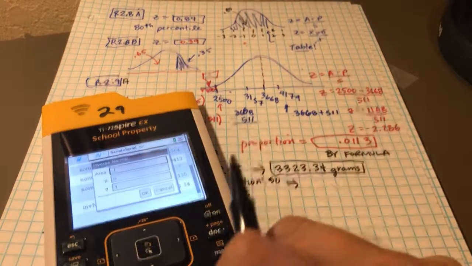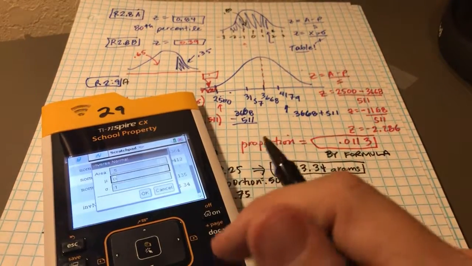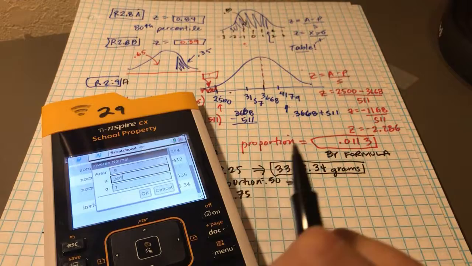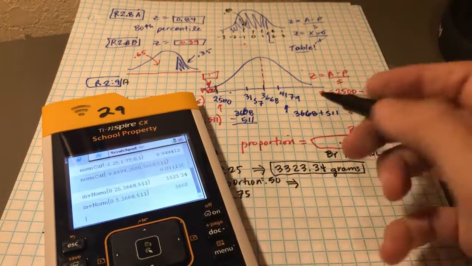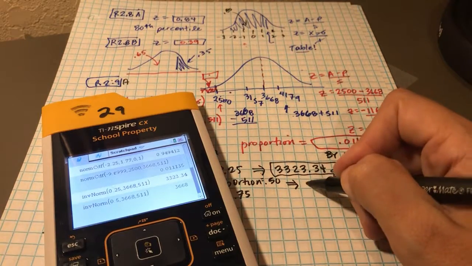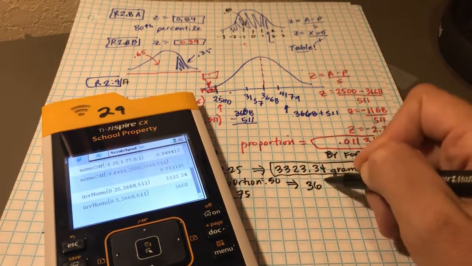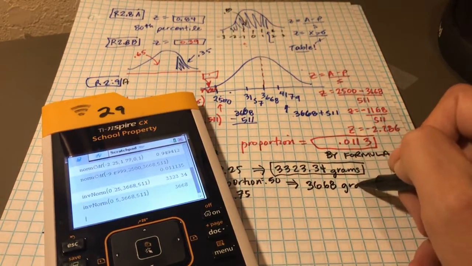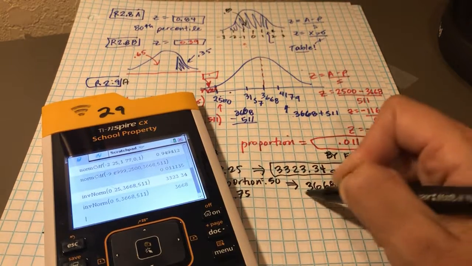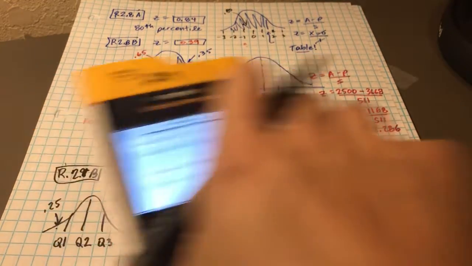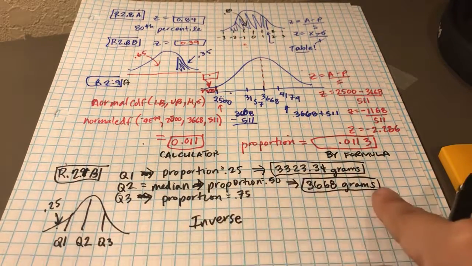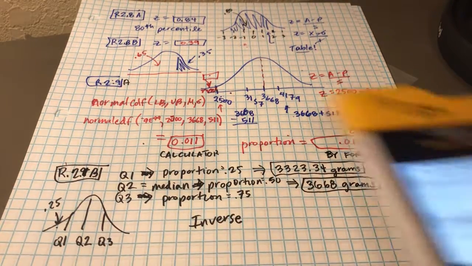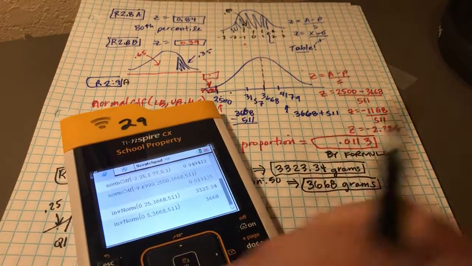Now the area is 0.5. 3668, 511. Oh, we already knew that, right? That's what it means. So in a normal distribution, the median and the mean are the same number, and we already knew that, but that's interesting. It just confirmed it, didn't it?